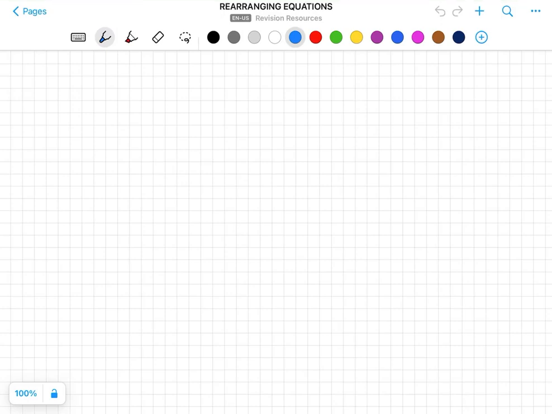Rearranging equations. To begin, we're going to look at this equation and we are going to make t the subject. If you struggle with rearranging equations, I would advise that you practice solving equations first.